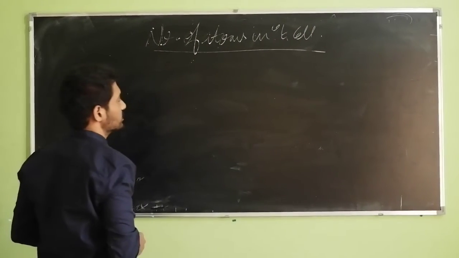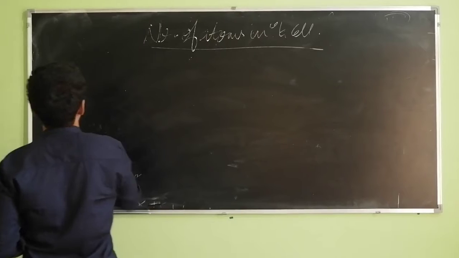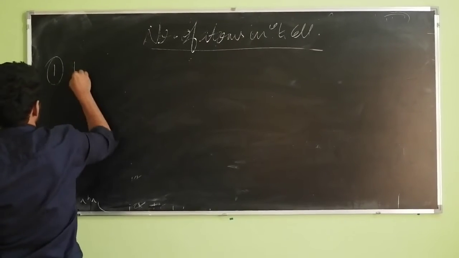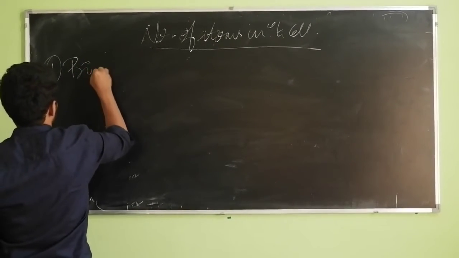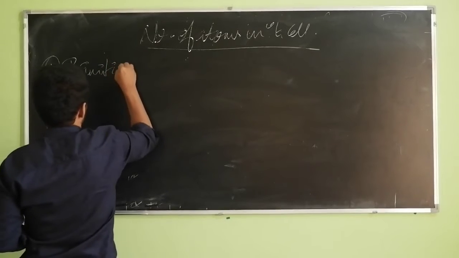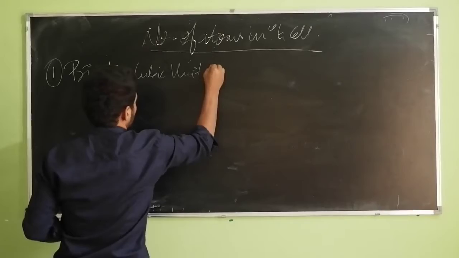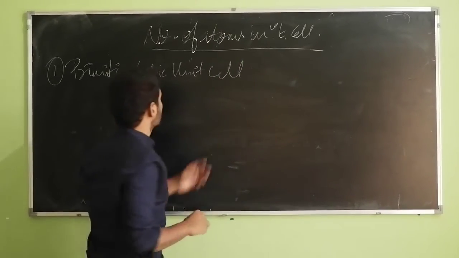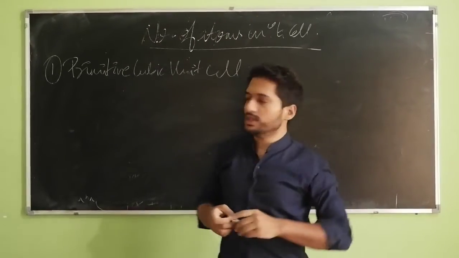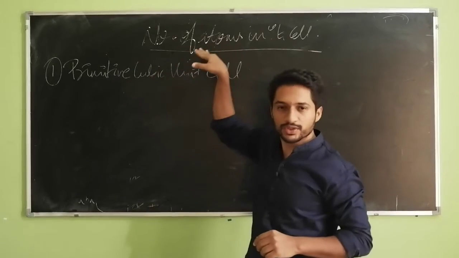Number of atoms in unit cell. So first, what I want you to see is primitive unit cell, primitive cubic unit cell. So remember this. A few assumptions for studying number of atoms in unit cell.